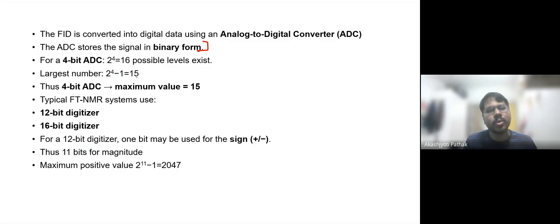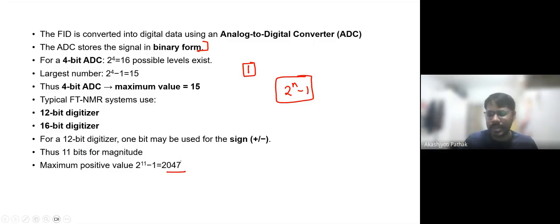What happens is that one bit is kept reserved for the positive and negative sign. So the number of possible levels is always 2 to the power n minus 1. Remember this: one bit is always reserved for the sign. For example, if you have an 11-bit digitizer, then you actually have 2 to the power 11 minus 1, so 2048 minus 1, that is 2047 levels.